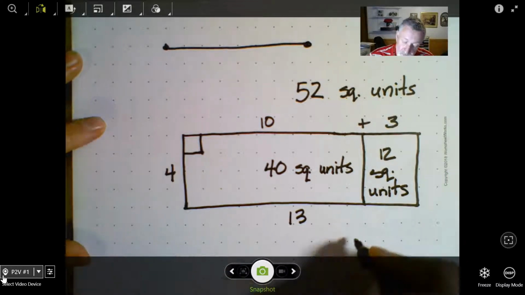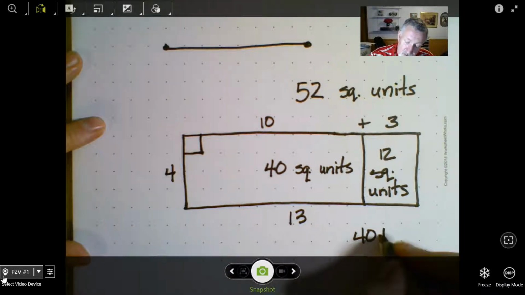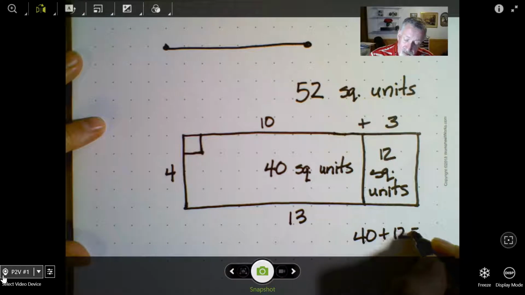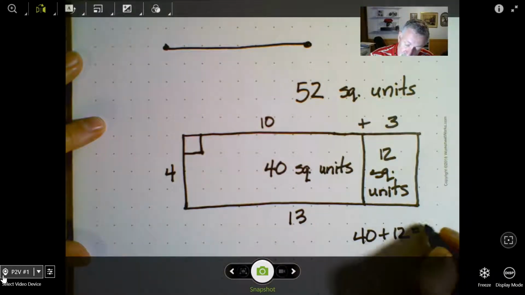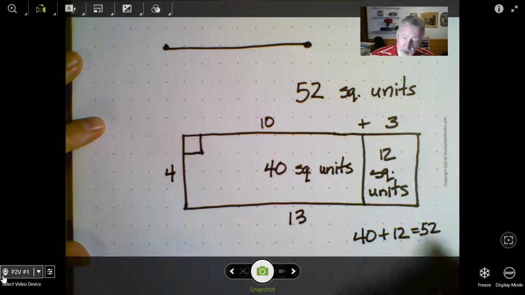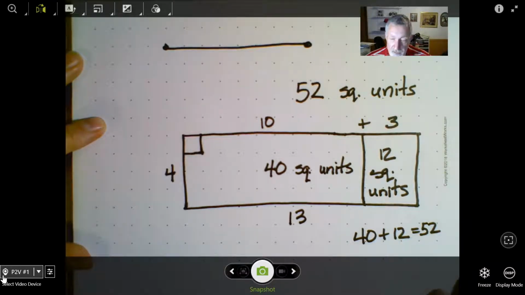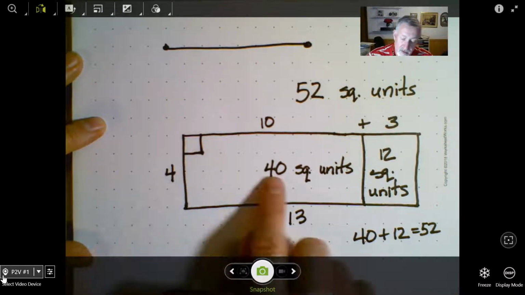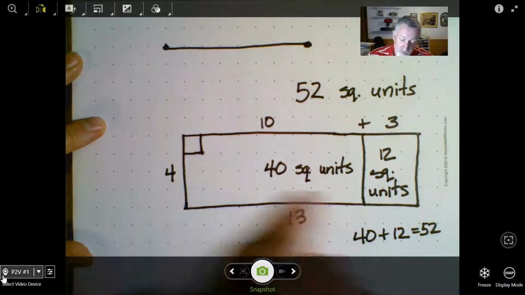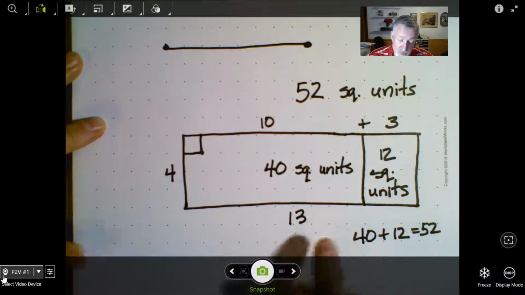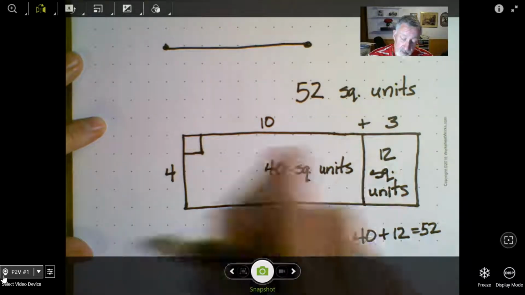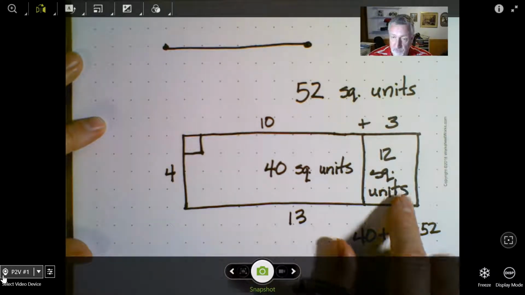And if I add 40 plus 12, I get the 52 that I started with, okay, that I knew I was going to add up to. So I've multiplied, I've counted, I've split it up. All of those ways are ways that we can start solving these area problems.